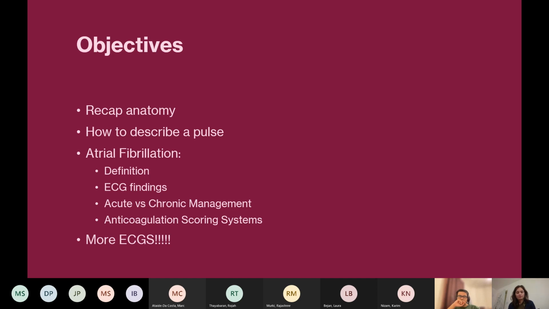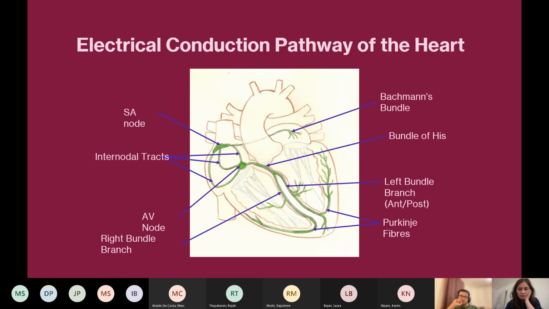Main things we're going to cover: we're going to recap the anatomy of the electrical pathways of the heart. I'm going to get you to tell me how you would describe a pulse, because that's very important and it's difficult unless you do it often. It's important to know because you need to be able to do it when you're examining a patient. And then in terms of atrial fibrillation, we're going to define it, look at the ECG, and then acute versus chronic management. And then I have a fun little ECG quiz for you guys to do as well.